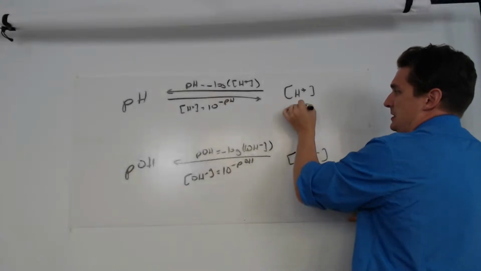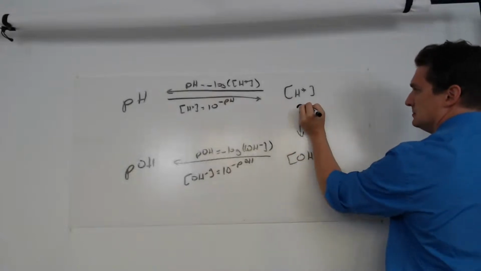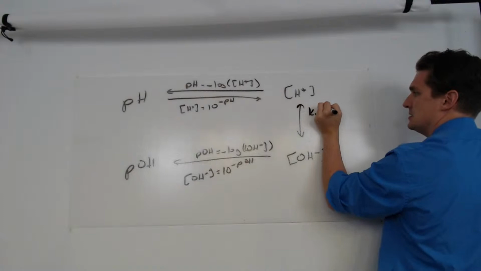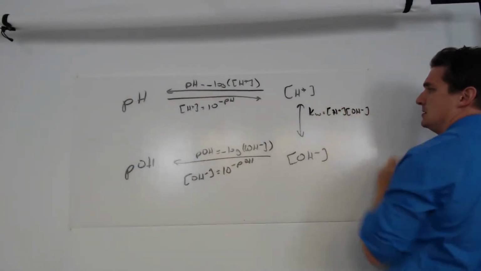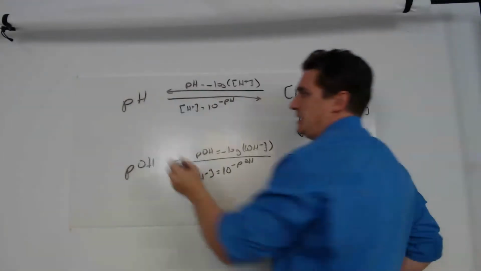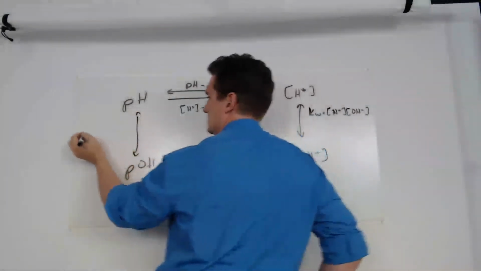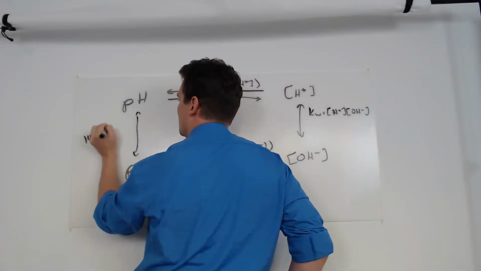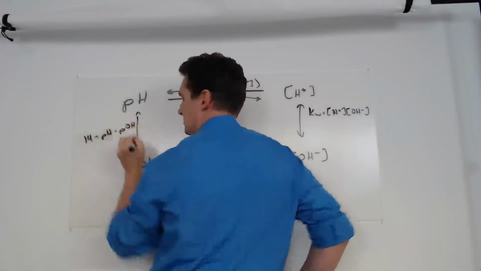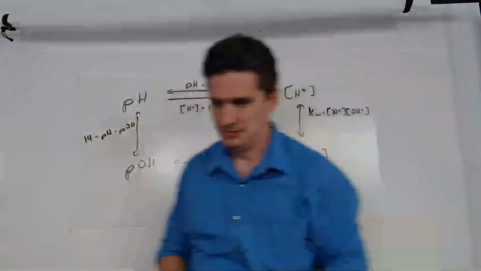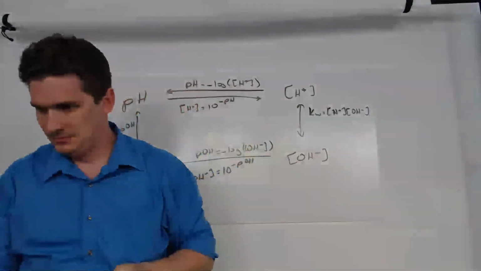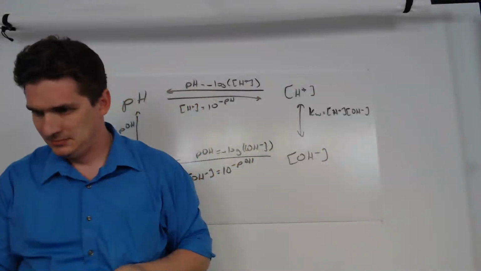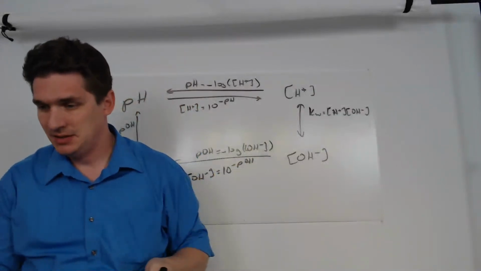Now the connection between these two is Kw. So Kw is the concentration of H plus times OH minus. Over here, the relationship is that 14 equals the pH plus the pOH. Ten to the negative pH.